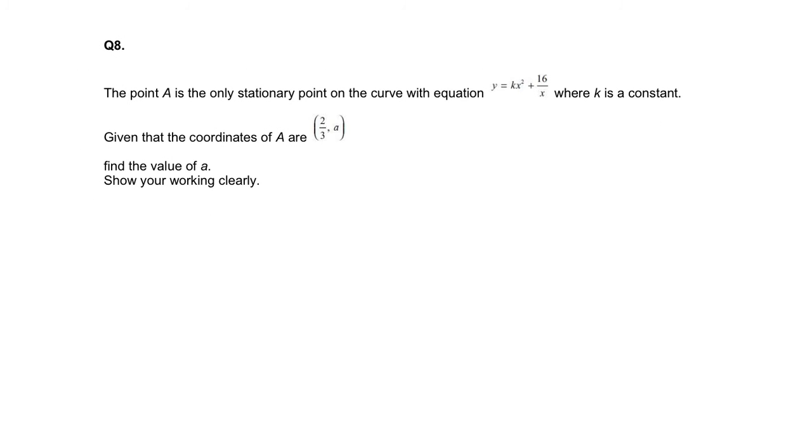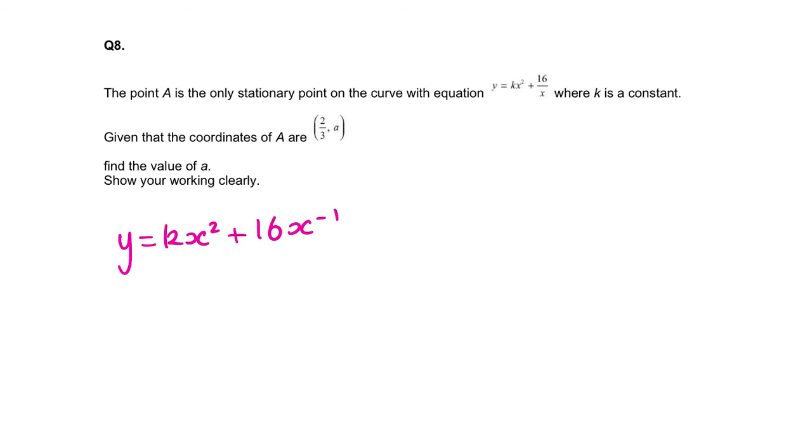Okay, question 8. It says the point A is the only stationary point on the curve with equation y equals kx squared plus 16 over x, where k is a constant. Given that the coordinates of A are this, find the value of A. Okay, first of all, y equals kx squared plus 16x to the negative 1, because this is in index form.